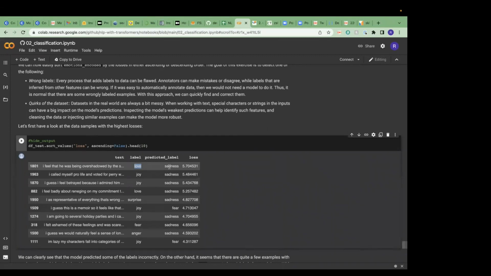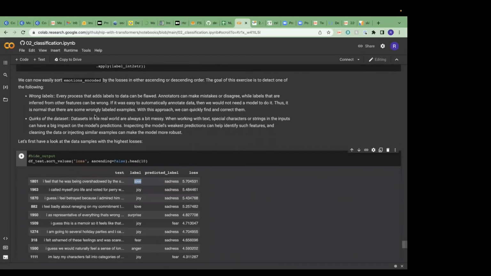Exactly. In a lot of cases, it may be wrong labeling, or quirks of the data set, as mentioned here. So if we were using this for training rather than just inference, that log loss would be used in the classification head to adjust the weights in the head, to reduce that. Yes, the log loss is what is used to train the network in this case.